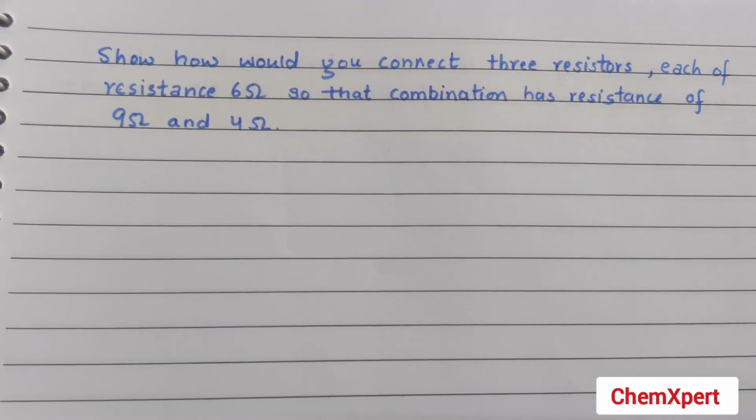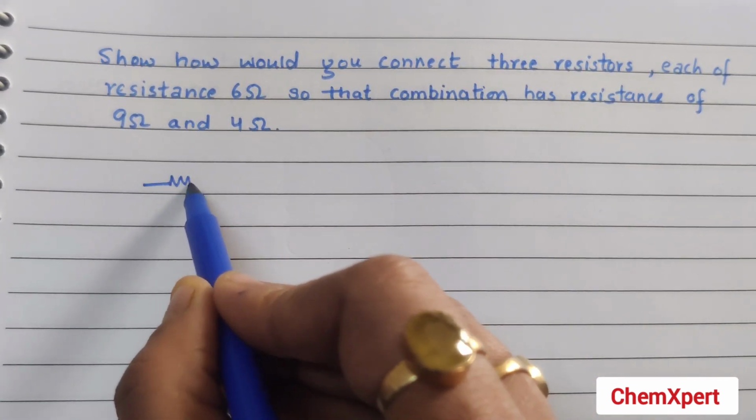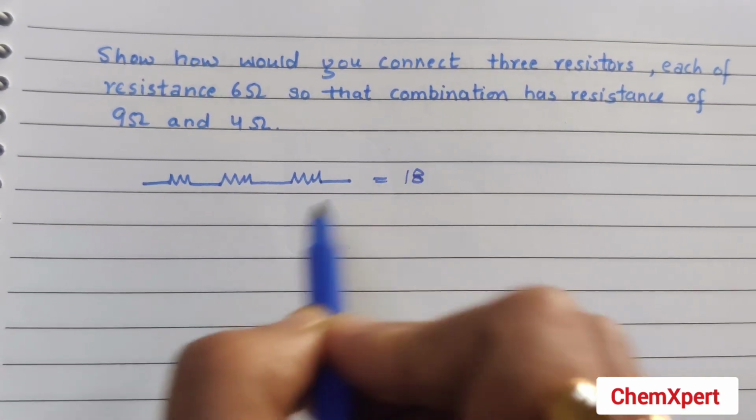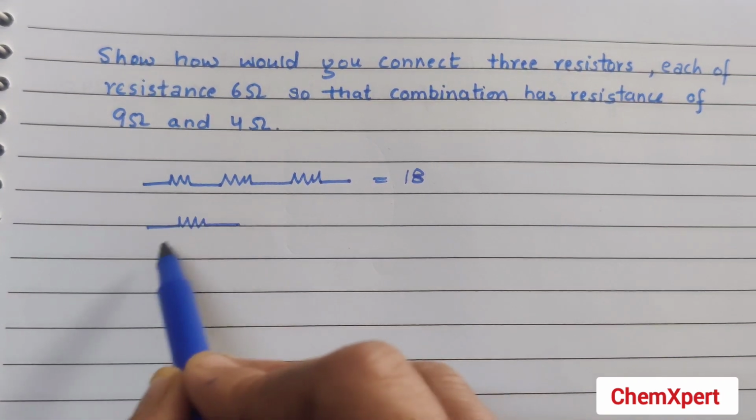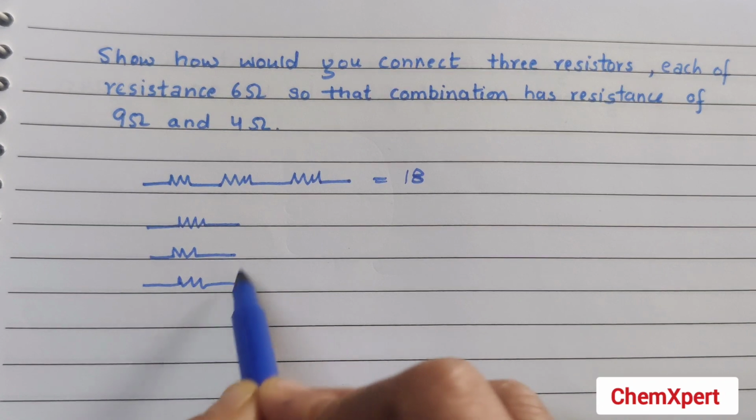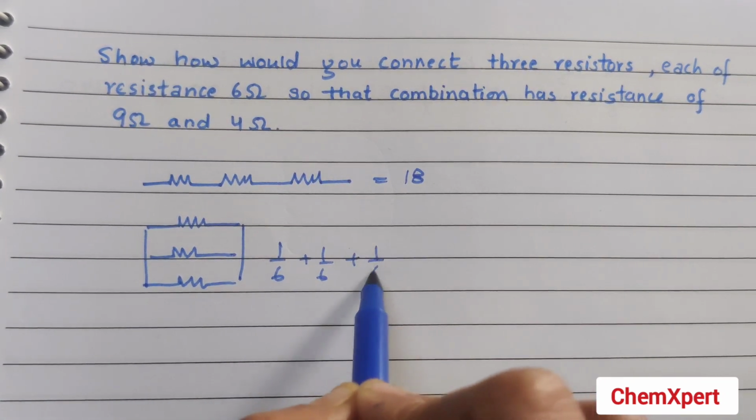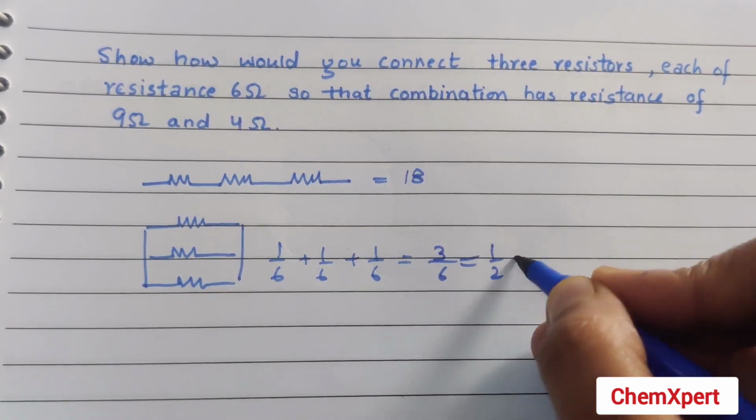Now the next question is, show how you would connect three resistors each of 6 ohm so that the combination has a net resistance of 9 ohm and 4 ohm. Now we have three 6 ohm resistors here. If we connect all the three in series, then the answer will be 18, but we want less than that. Now if we connect all the three in parallel, then it becomes 1 by 6 plus 1 by 6 plus 1 by 6, that is 3 by 6, 1 by 2, or the answer will be 2 ohm.